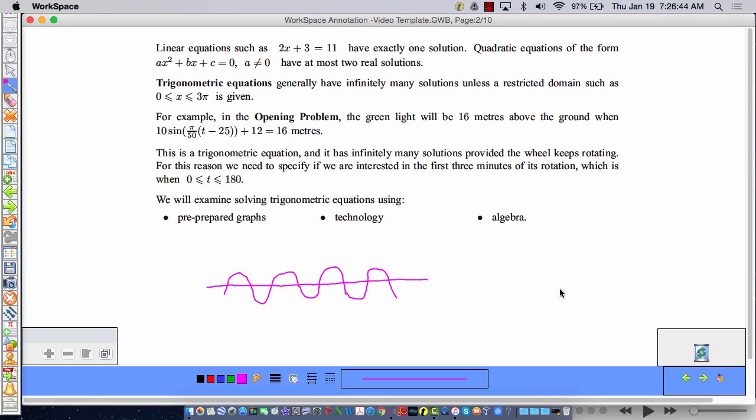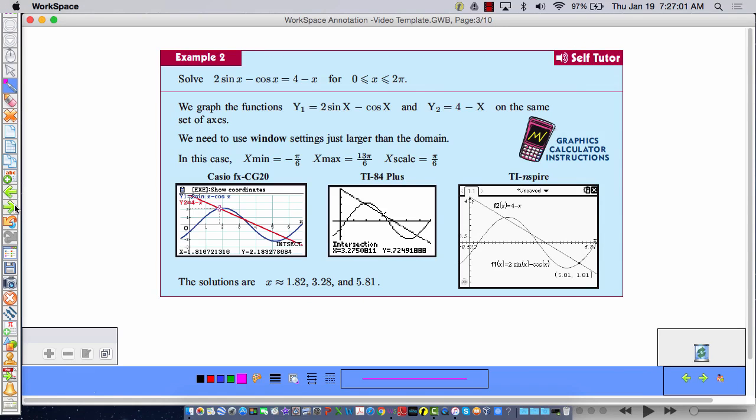We're not going to do the pre-prepared graphs, but we're going to take a look at technology and, of course, algebra. That is where students generally find the most difficulty: solving trigonometric equations using algebra.